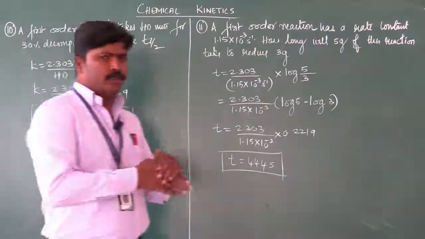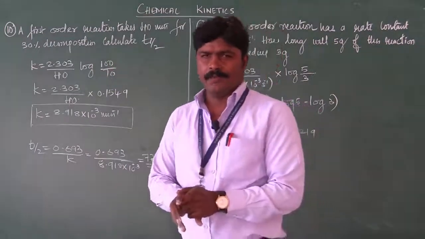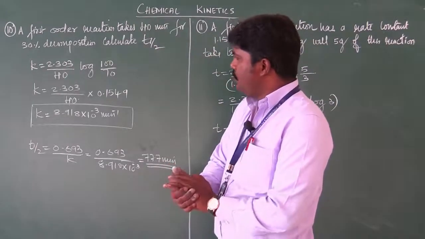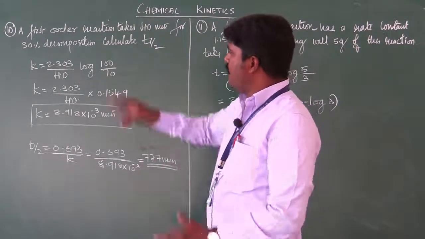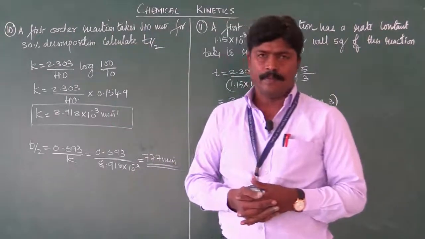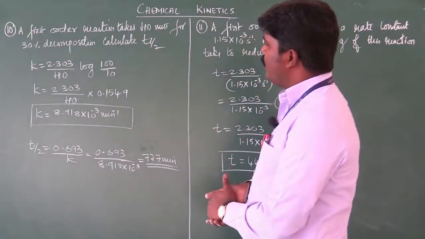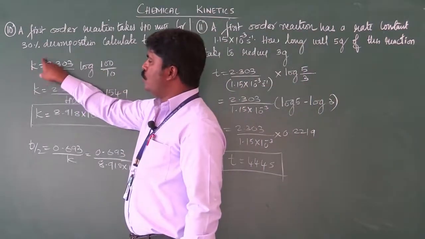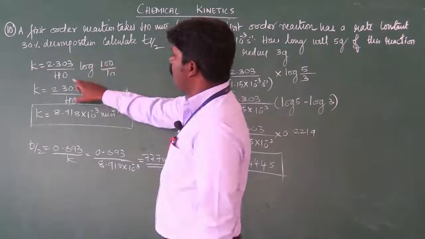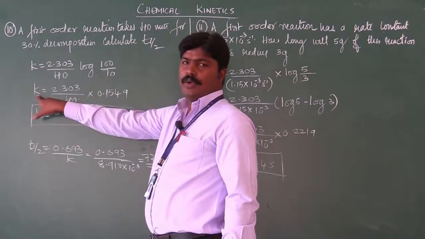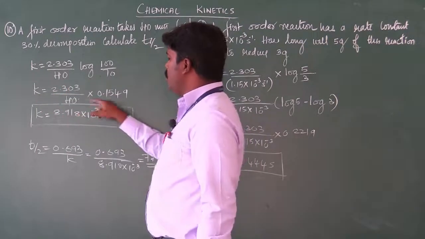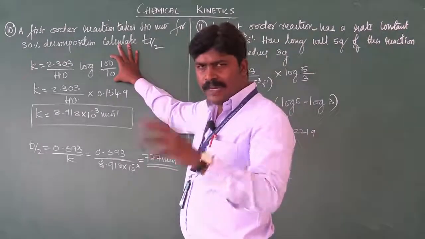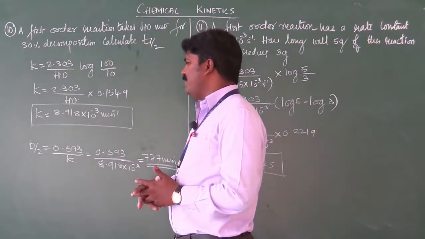So we are going for another two different types of problem on the rate constant before I go for the last type of problem. A first order reaction takes 40 minutes for 30% decomposition. Calculate T half. So to find T half, first I must know the value of K. What they have given is a first order reaction takes 40 minutes for 30% completion. Therefore, we know the formula. K is equal to 2.303 by 40 log 100 by 70. K is equal to 2.303 by 40 into log 100 minus log 70. Same as what I did for the previous one, if you practice it, you will get the value 0.1549.